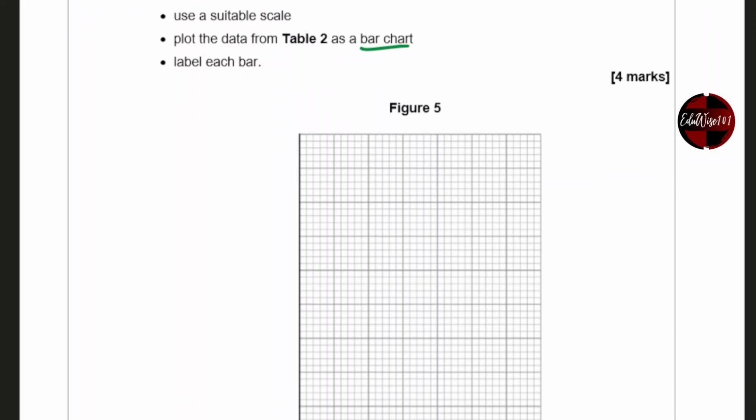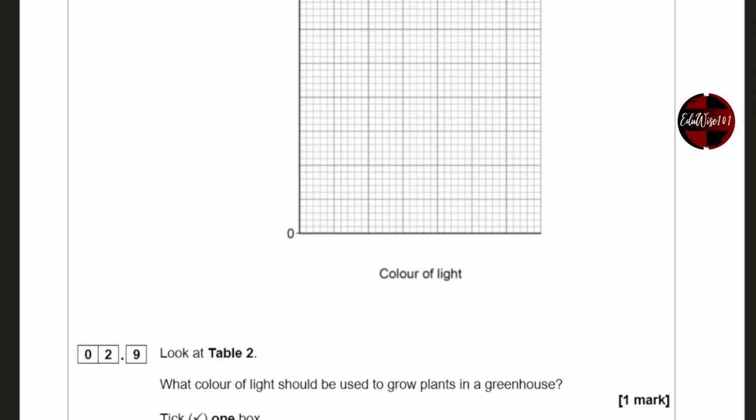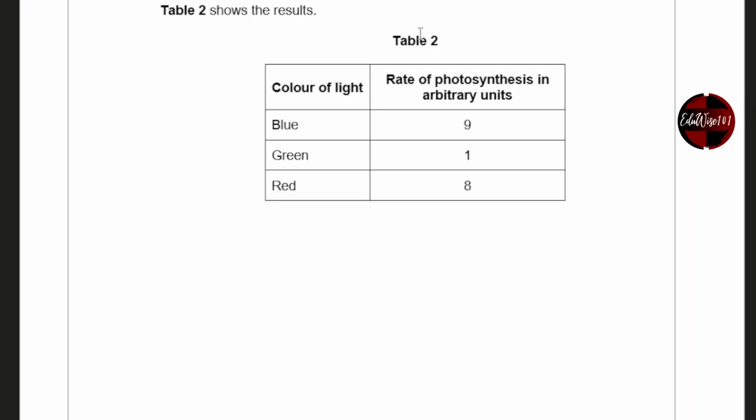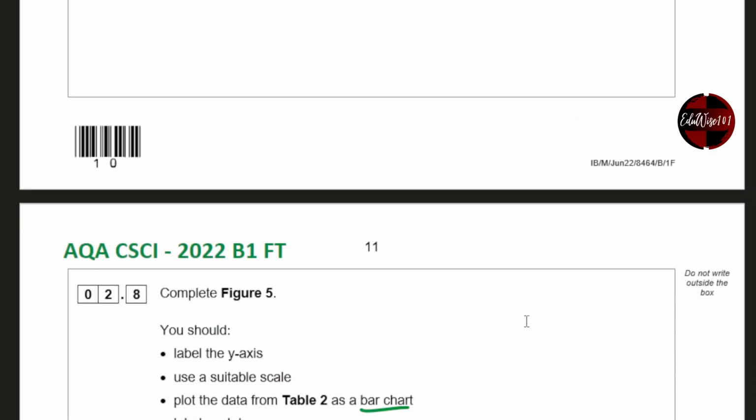So they've already given you the color of light on the x-axis. So what goes on the y-axis? You simply copy this bit. Rate of photosynthesis in arbitrary units, right? That comes from the table.